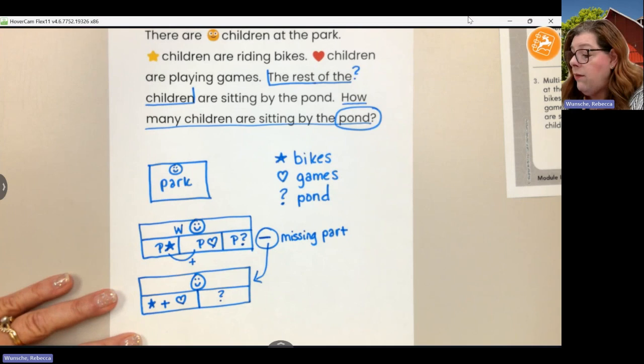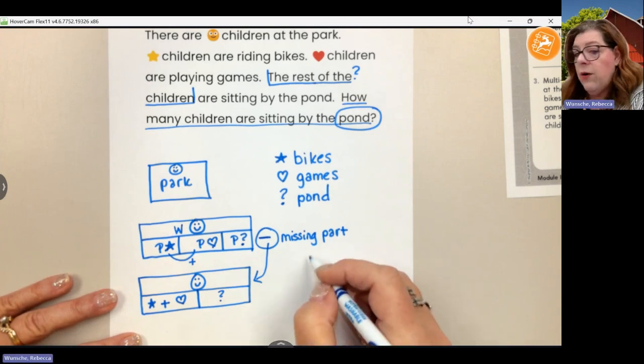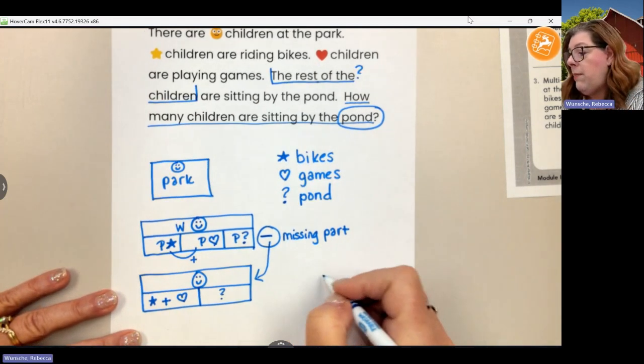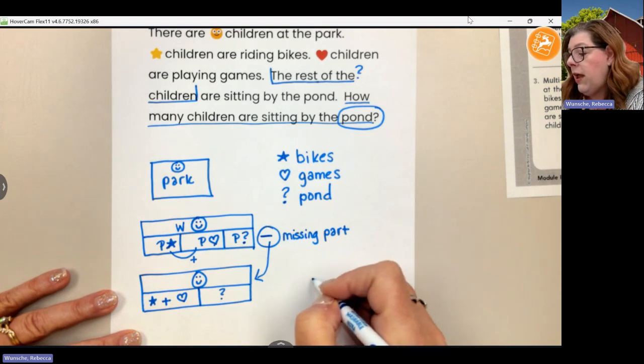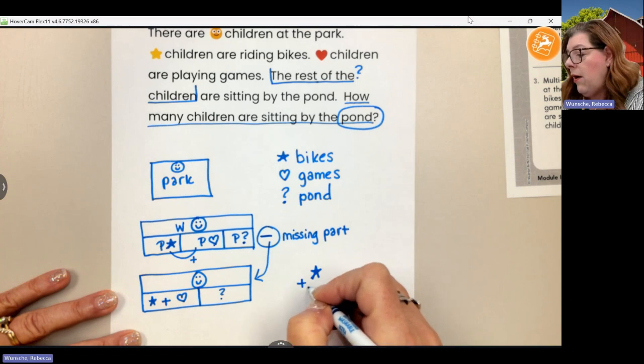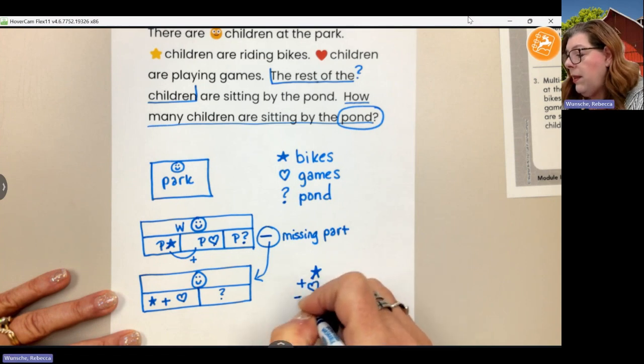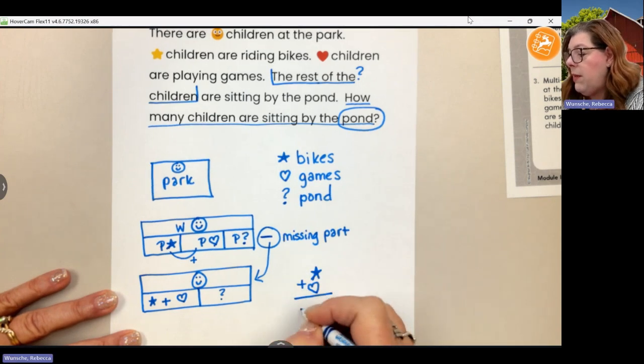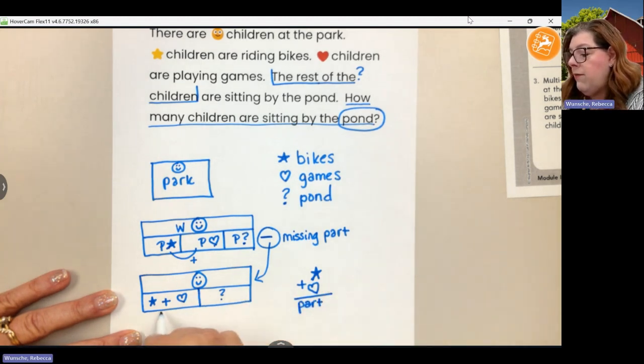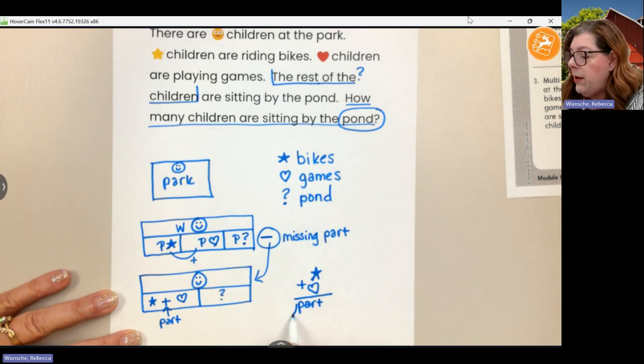So how would I solve this? Well, first, I would do my math. I'm going to do my math right here. First, I would do star plus heart. And star plus heart is going to give me my part. This is going to give me a total amount for this part. So I'm going to draw my arrow over here so I can see that my work goes with this.